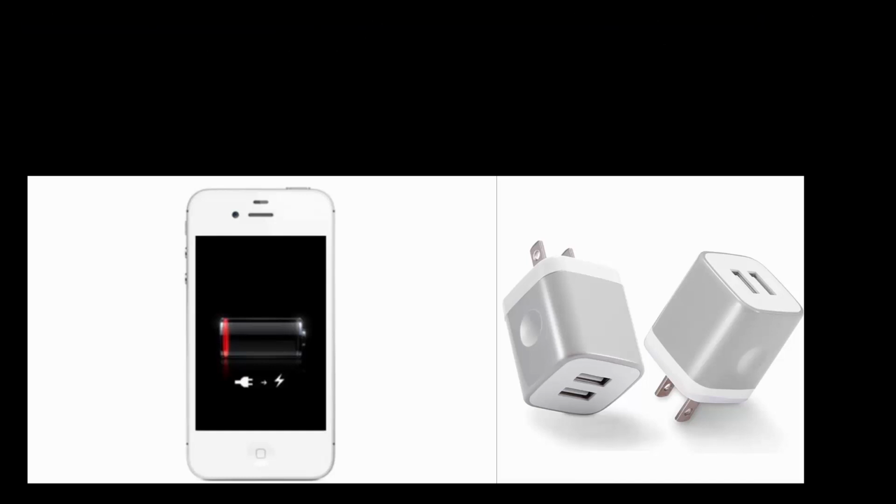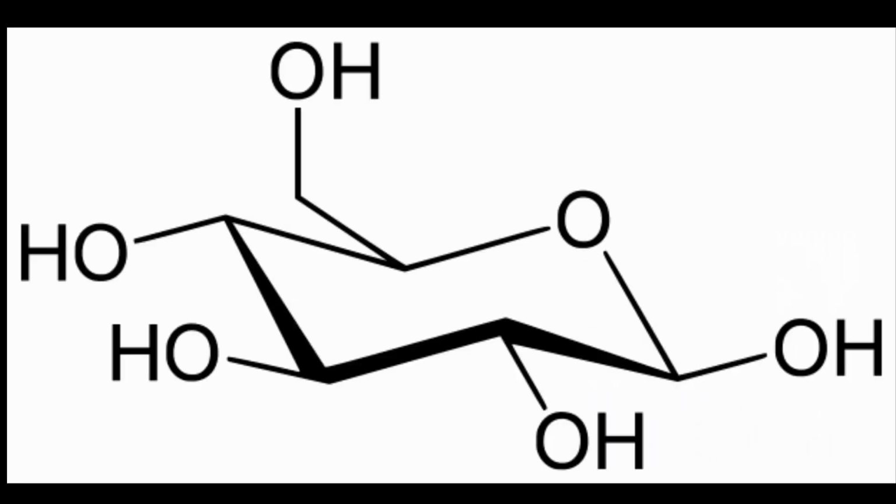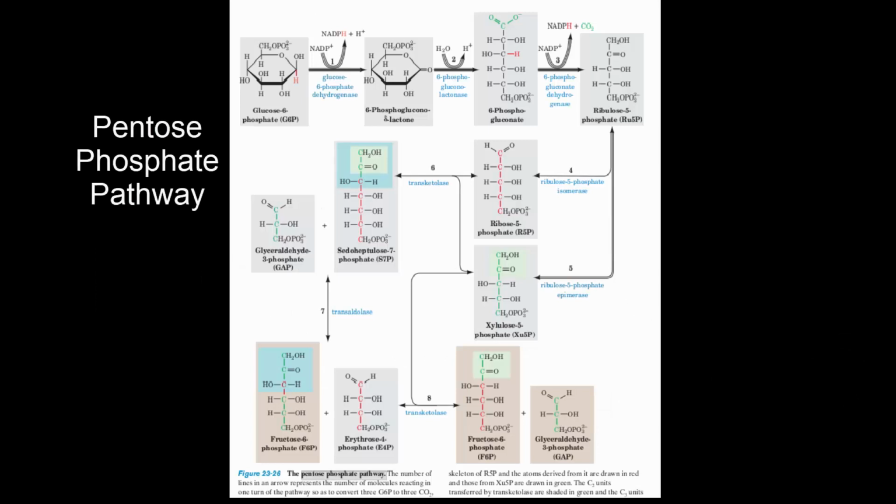The answer is one must burn some fuel. The fuel everyone is familiar with is glucose. A large percentage of glucose does not go through the glycolysis pathway. Instead, it has to go through a pentose phosphate pathway that is sometimes called a hexose monophosphate shunt. Here's a picture of that pathway.